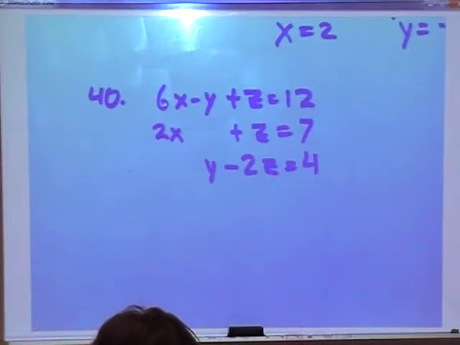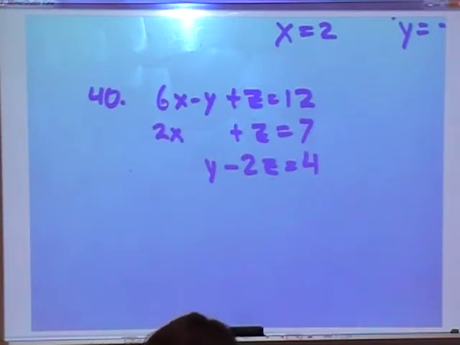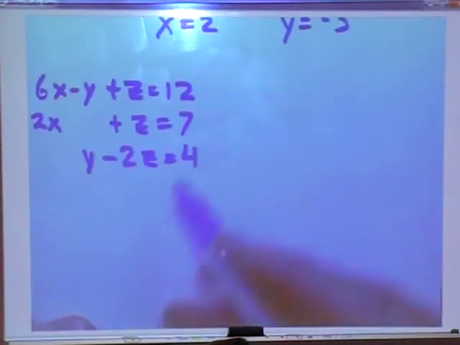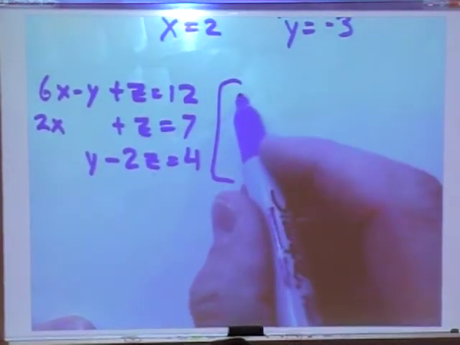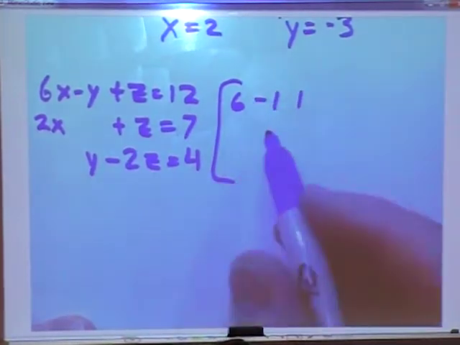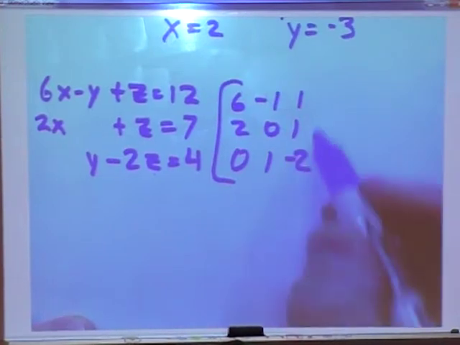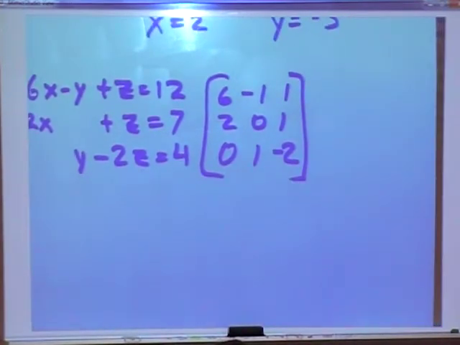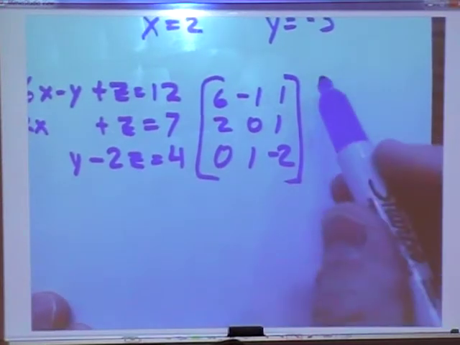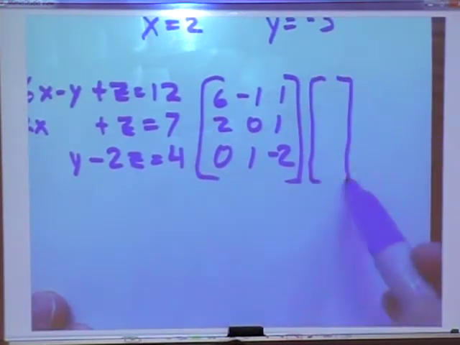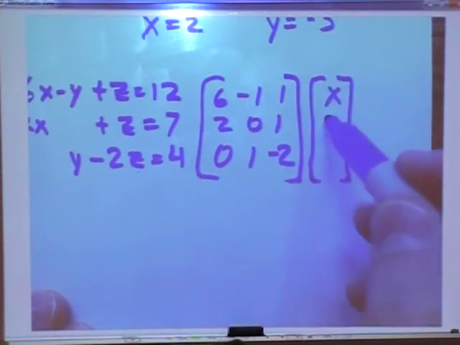So this is going to be set up a little bit differently. The first thing you want to do is actually set up your coefficients. Now, what we did yesterday is we included the answers. Today it's going to be a little different. So we're just going to set up our coefficients to begin with. 6, negative 1, 1, 2, 0, 1, 0, 1, negative 2. Now notice I didn't include the answers there. I'm going to actually multiply that by x, y, and z.